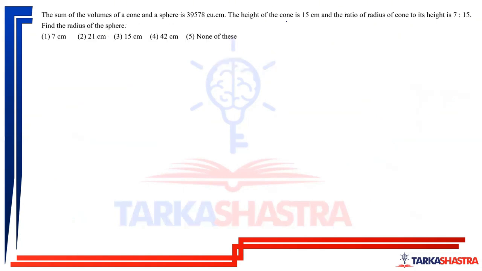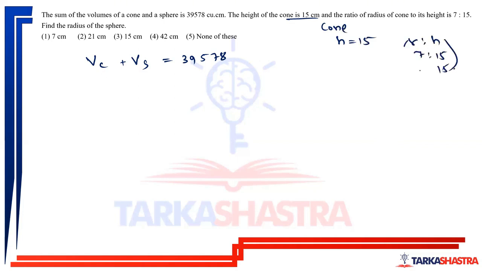The sum of the volumes of a cone and a sphere is this much. The height of the cone is 15 centimeter and ratio of the radius of cone to its height is 7:15. Find the radius of the sphere. Okay, volume of a cone plus volume of a sphere is equal to 39578. Height of the cone is 15. Radius and height are in the ratio 7:15. So if height is 15, radius should be 7.